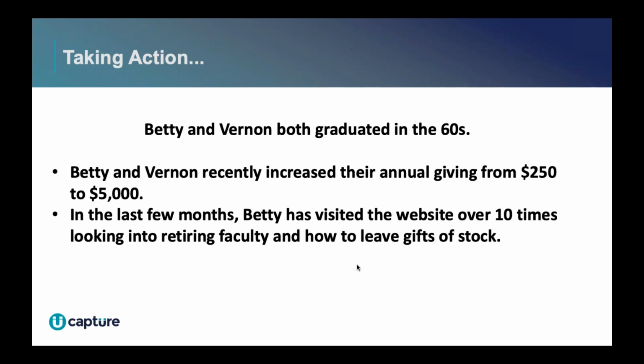Now, Betty and Vernon are going to be a little bit different than the first two examples. Betty and Vernon do not have an existing relationship with the gift officer, but they have taken two very significant actions that signal that this would be a great time to reach out. First, recently they increased their annual giving from $250 to $5,000, a very significant increase at their age.